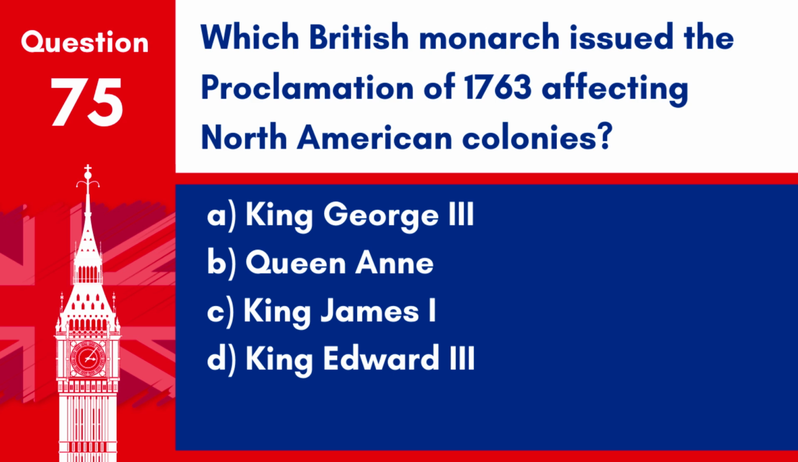A. King George III. B. Queen Anne. C. King James I. D. King Edward III. Answer A. King George III. King George III issued the Proclamation of 1763, which affected North American colonies by limiting their westward expansion to pacify relations with Native American tribes.